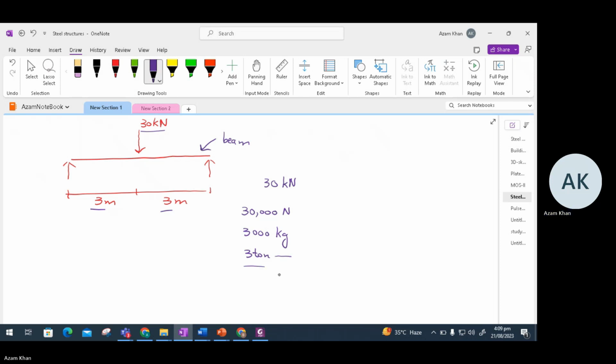So it is important to appreciate that when we are talking about structures, the weights are normally in tons. It's not in pounds, it's not in kgs, it's normally in tons. Ton is an appropriate reference weight with which we can compare the loads and the weight of structures.